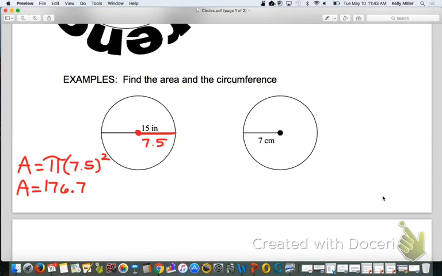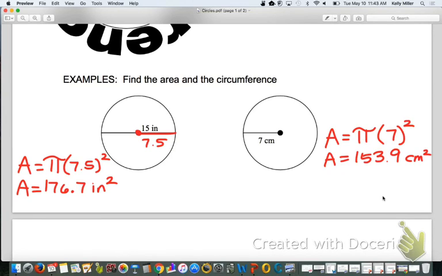176.7. What do we do for units when we're talking area? Inches squared. Good. And the areas are going to be very big, right? Maybe, not necessarily. Very big numbers. All right, over here to find the area, what's my radius? 7. So on my calculator, I'm going to do 7 squared, which is 49, times pi, which gets us an area of 153.9 centimeters squared. Okay?